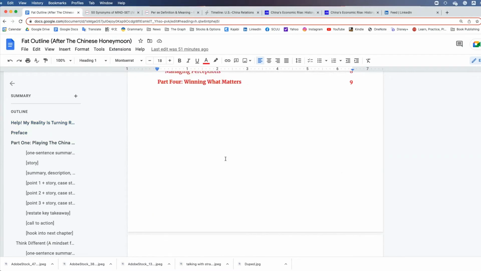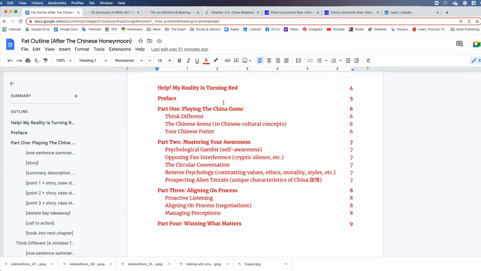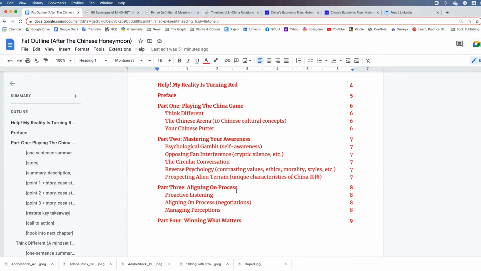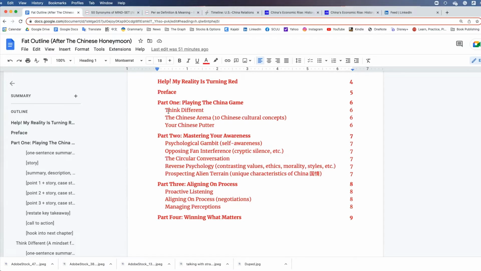All right. And then what I did is I have this outline. So this is the storyline or the story arc of my book. First one is playing the China game. Second one is mastering your awareness. Third one is aligning on process. Fourth one is winning on what matters. Each one of these sections is going to talk about certain things, but it's also going to coincide with the story arc. This first section is going to be based on my experience when I first went to China in 2004. This one is going to be based on my next experience starting around 2006. Yes, all through the eyes of Eddie Lee.